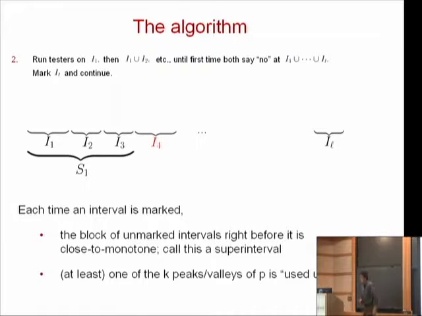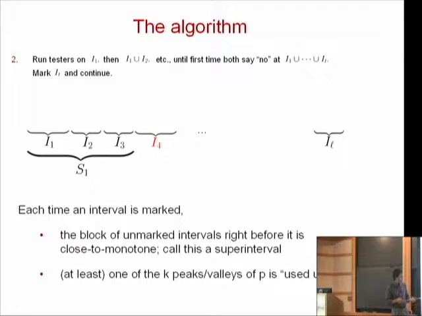OK, so the way we're going to think about this is: what happens when you mark an interval? Well, when you mark an interval, like I4, since you didn't mark the previous one, that super interval, the union of these, is close to monotone. So that's a good chunk on which to run your learning algorithm later.